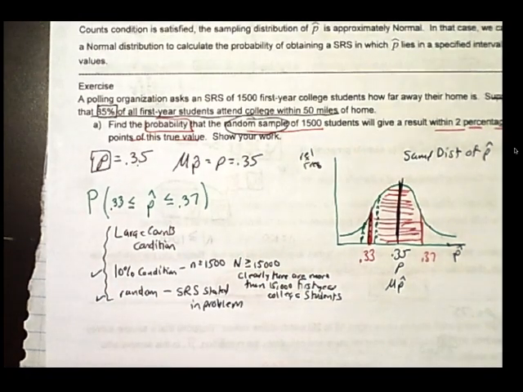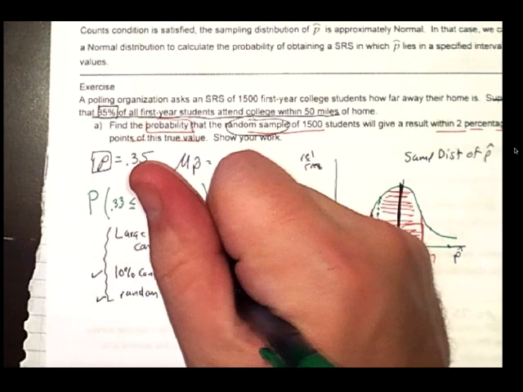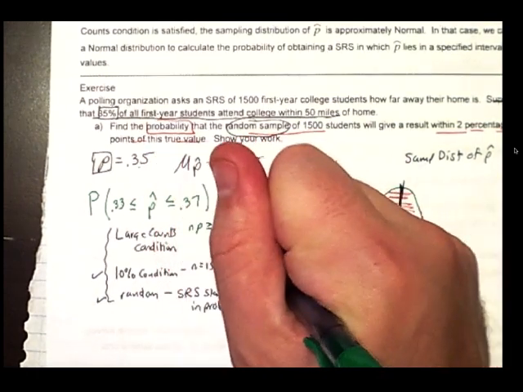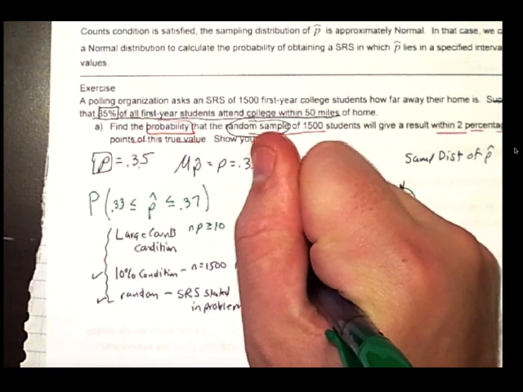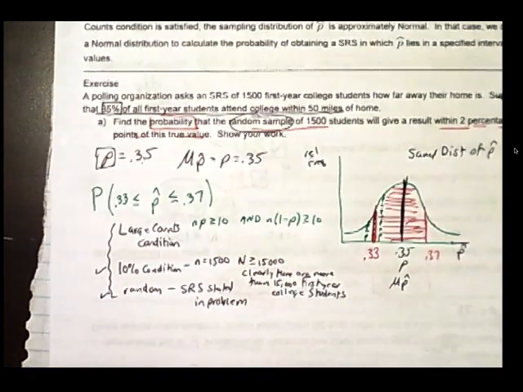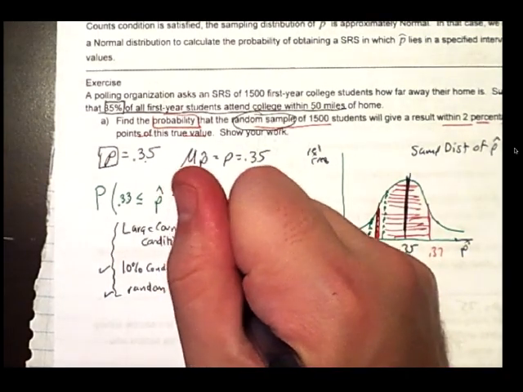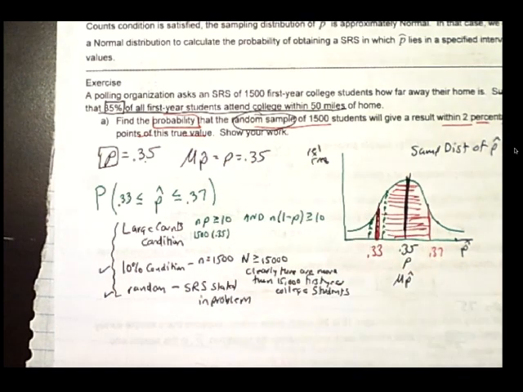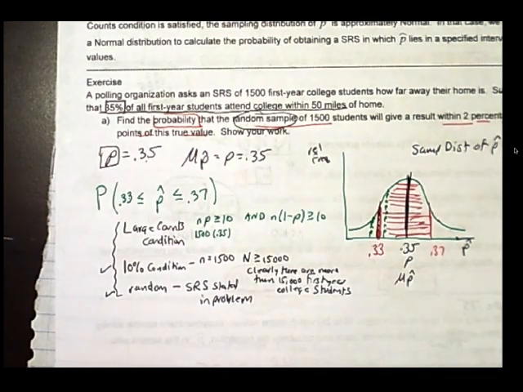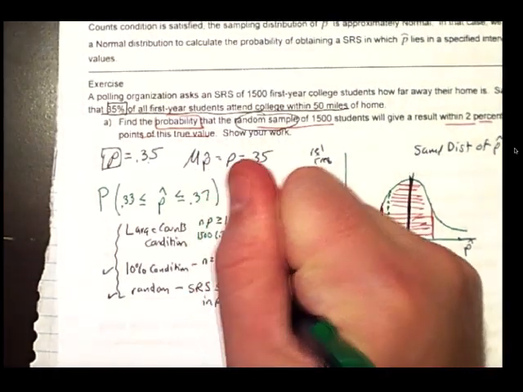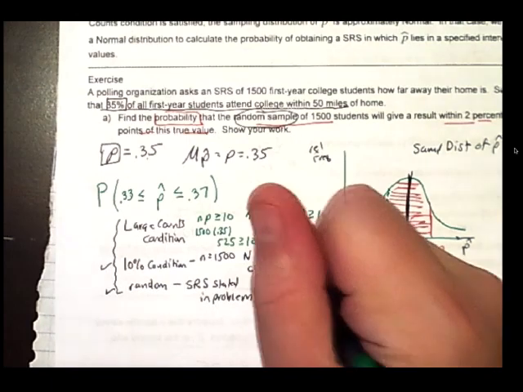Okay, so we also have to do a large counts condition. So we have to make sure that n times rho is greater than 10 and n times 1 minus rho is also greater than 10. Our n is 1500, our rho is 0.35, and if we plug that into a calculator, we find out that that's 525, and that number is bigger than 10. So that part checked out.